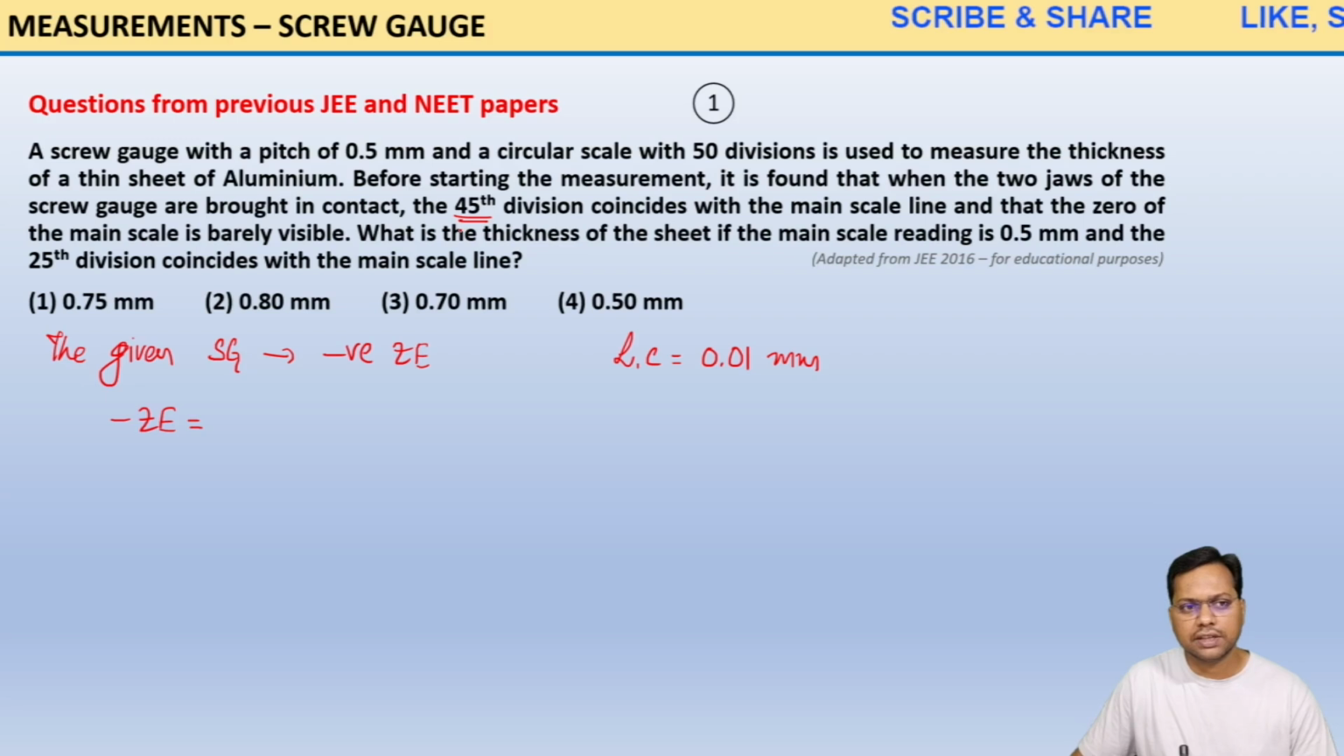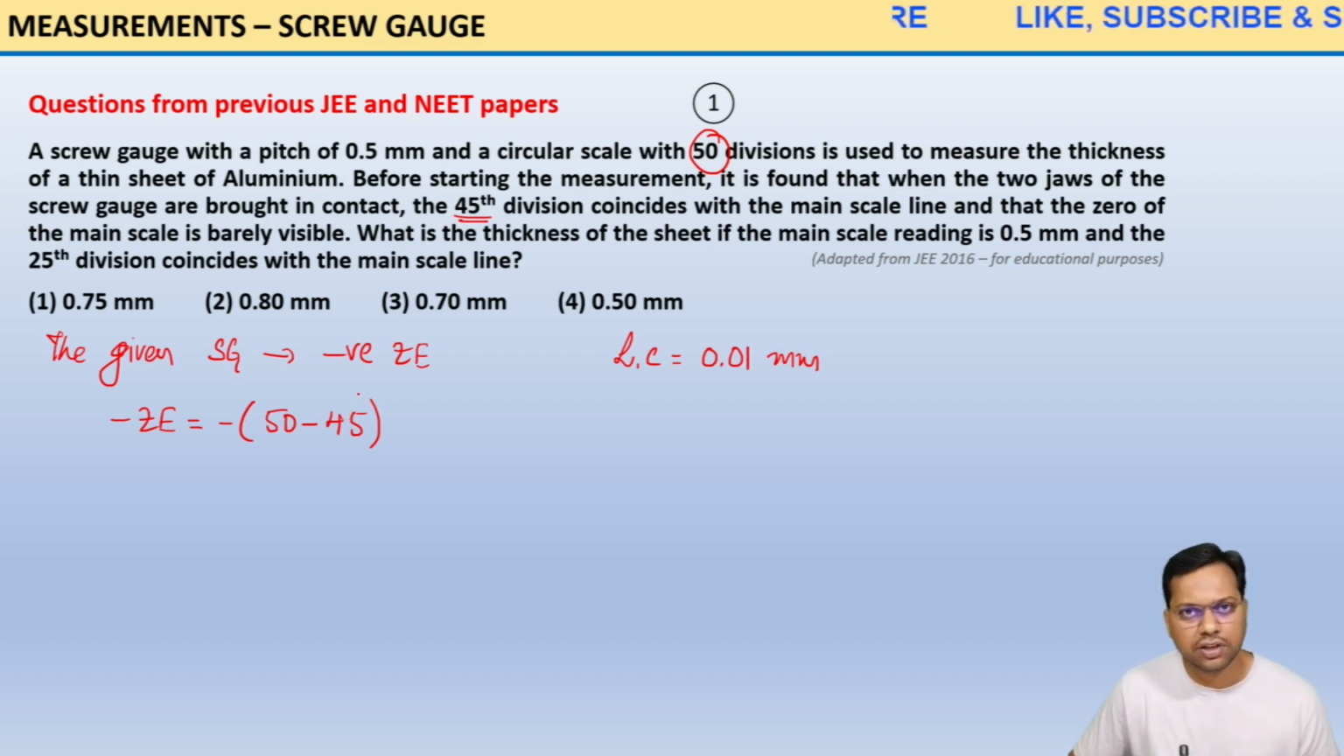So we know that in the case of a negative zero error, for the 45th division we should not take the number 45 directly. The total number of divisions is 50, so therefore it is 5 divisions below. The zero of the circular scale is shifted 5 divisions below the reference line. Therefore, it will be 50 minus 45, that gives the 5 divisions. Otherwise, if you have the clear idea, you can take directly 5.